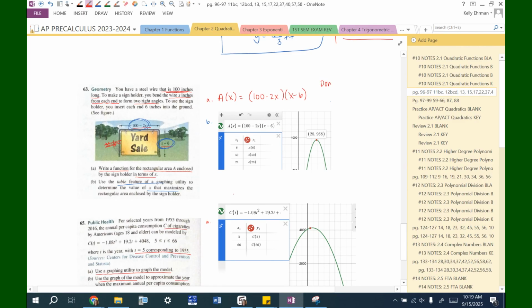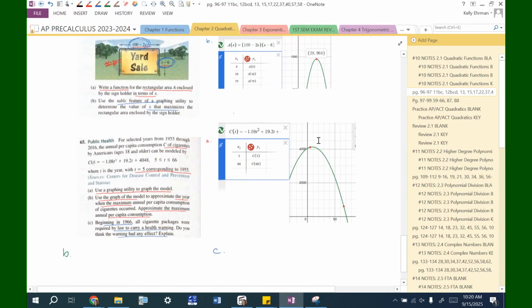What about domain? Well, x minus 6 should stay greater than 0, so x has to stay greater than 6. 100 minus 2x has to stay greater than 0, so you're not getting negative areas. This works out to be x is less than 50 because you're dividing by negative 2. For part B, you can see I put my function in the table again and use the graph to help me with that vertex.